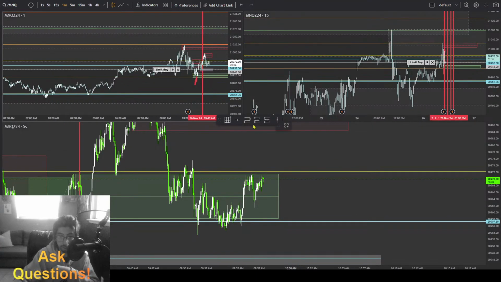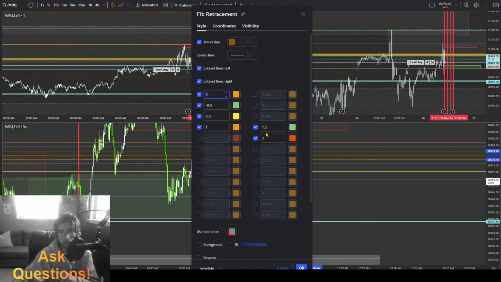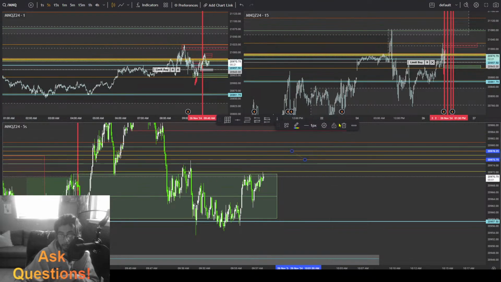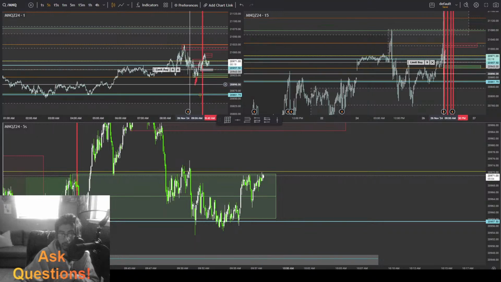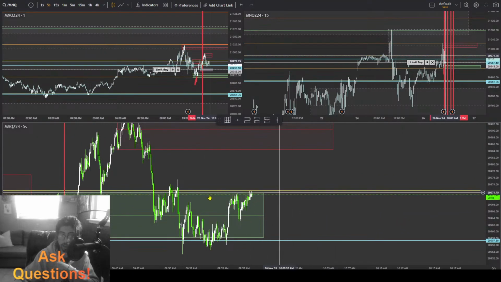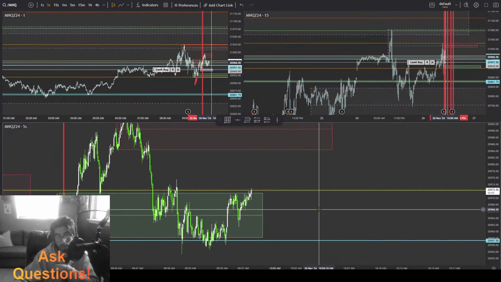I'll show you the fibs one more time. I really recommend it. I teach this in the mentorship also. Here's the fibs. Just gonna screenshot it. So just get your high and low with that. This yellow line is the 50% of that initial balance.